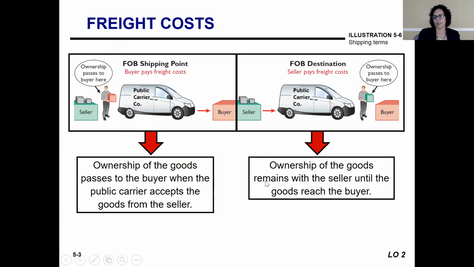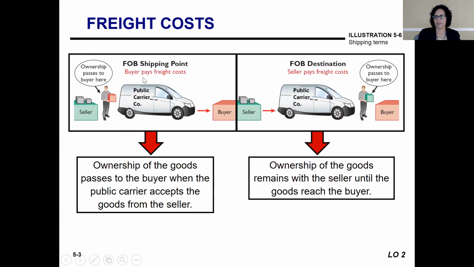So ownership of the goods remains with the seller until the goods reach the buyer, until this point. So for our purposes in this chapter and subsequent chapters, always look to see: are the terms free on board shipping point or are they free on board destination? Free on board shipping point, buyer pays. Free on board destination, the seller pays.